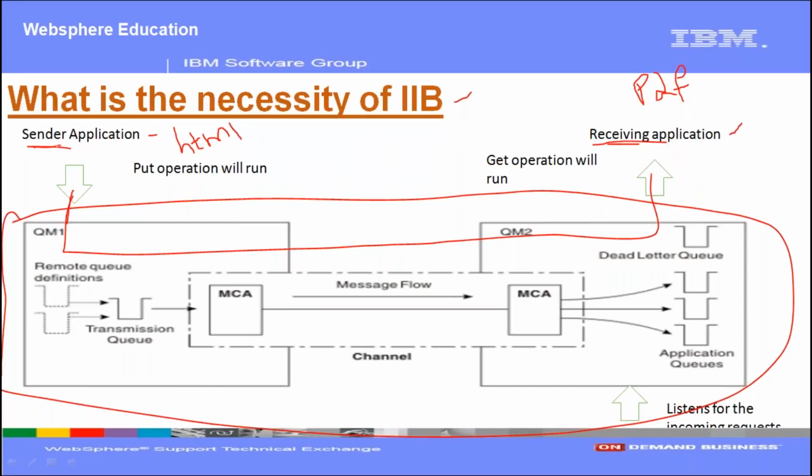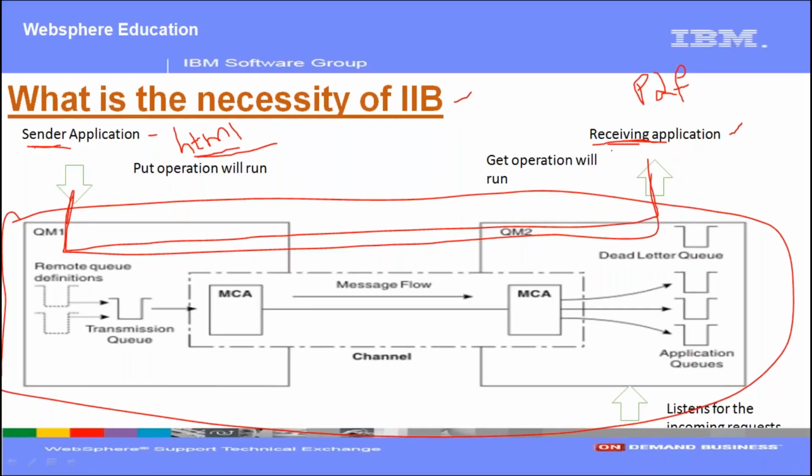Now the sending application has an HTML message, and via MQ that HTML message is transported from the source application to the receiving application. Now this receiving application has received this HTML message. Now that receiving application has to process the HTML message, right? Then only the business requirement will be fulfilled, right? So, now the problem.